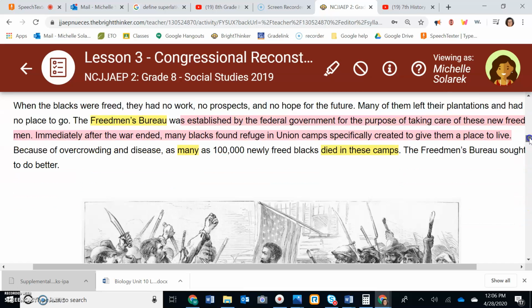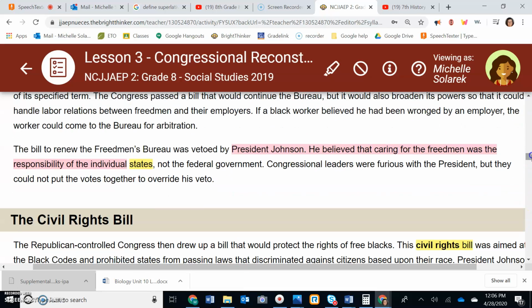Okay, so moving right along here, down to our next thing. This is interesting. President Johnson believed that caring for the free man was the responsibility of the states. Now, the Republicans think it should be federal because the states down south are treating these guys bad, but not President Johnson. Number 8, President Johnson says it should go to the states.